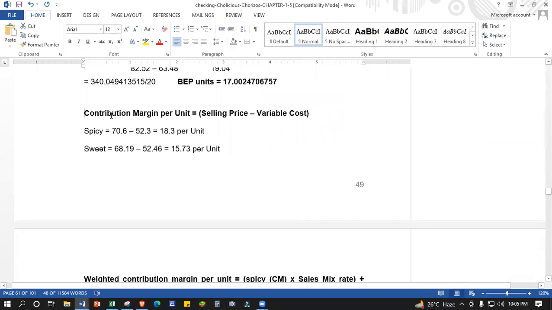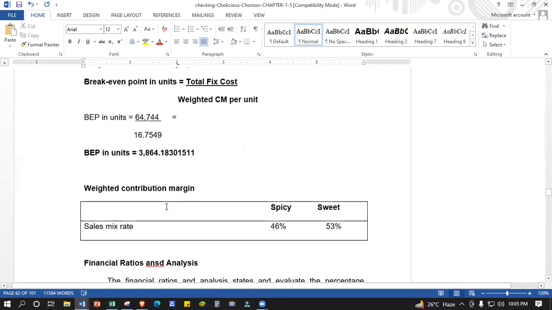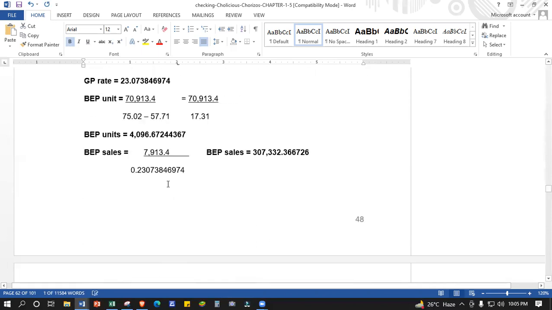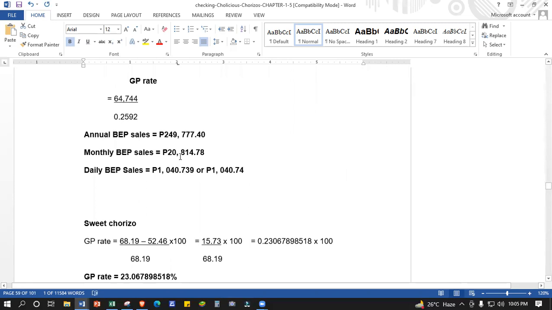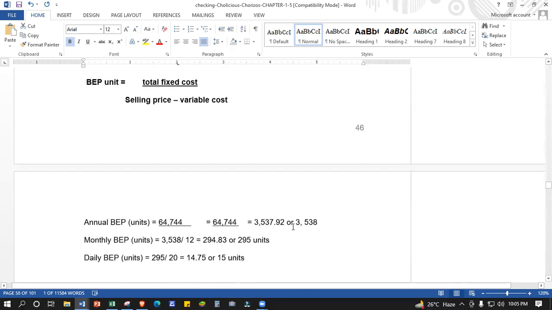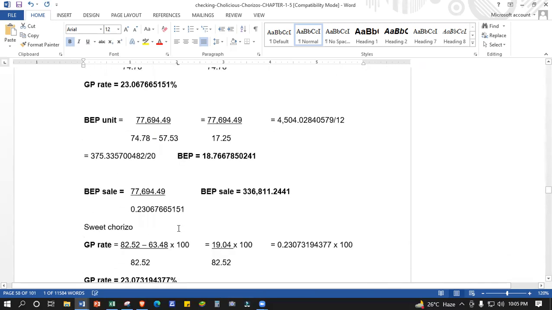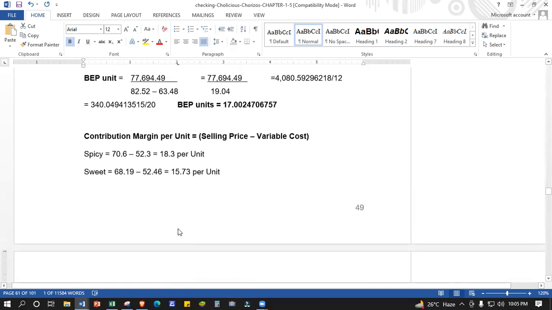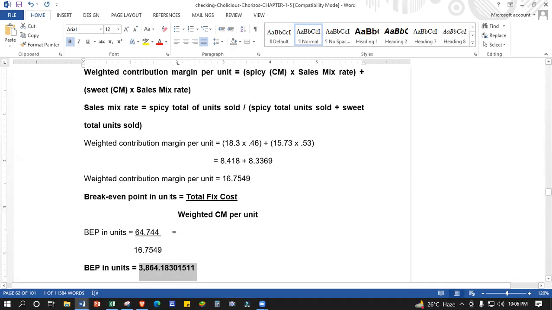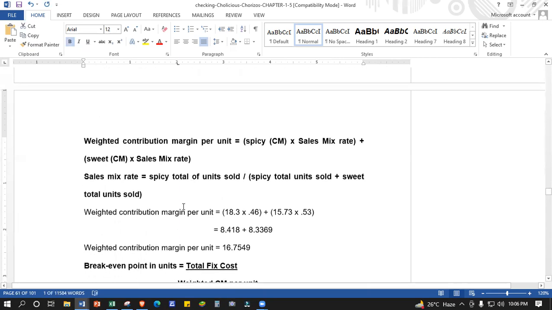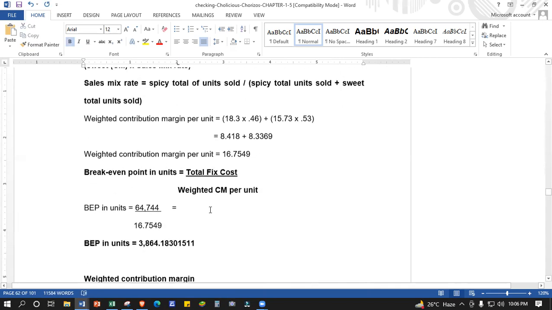Okay. Now, let's go to the contribution margin per unit. Actually, what you did was you made the computation of the contribution margin per unit the same as the gross profit rate. 3864 from above earlier. Now, 3864 again. What is not the same? Weighted. Okay. So you have many computations for the break-even point.